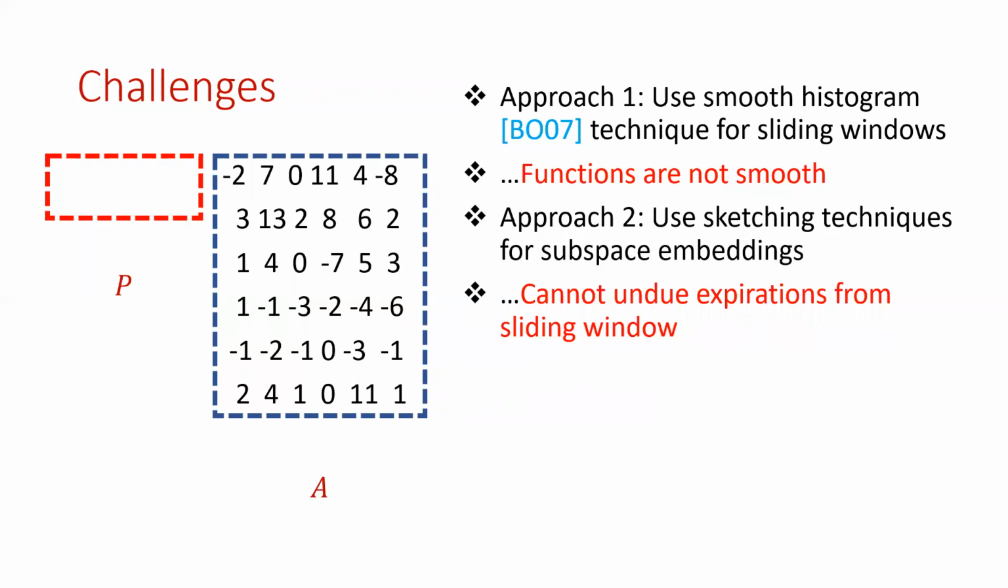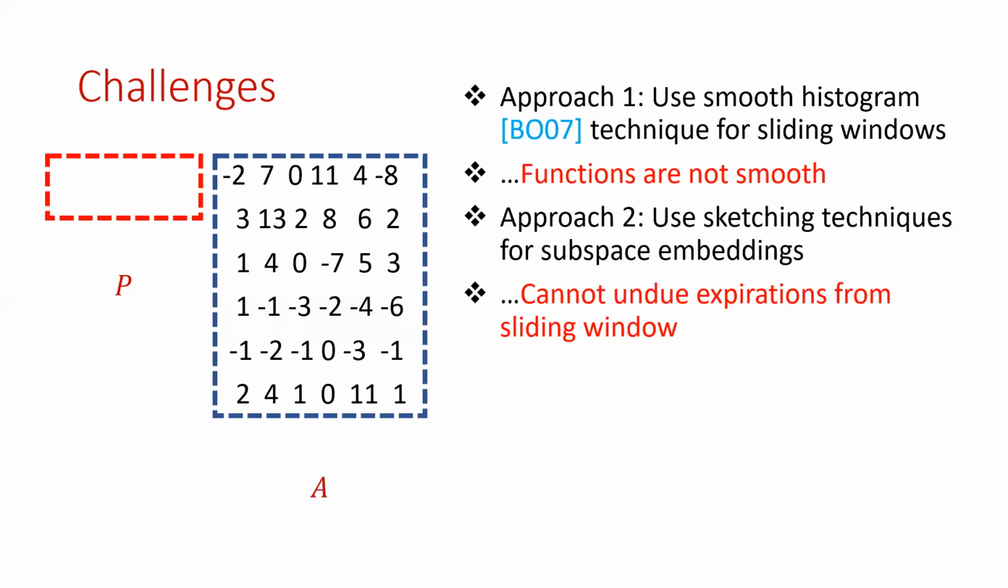So there are a couple of challenges to looking at this problem in the sliding window model. The natural approach would be to use the smooth histogram framework for sliding window algorithms. But the problem is that this framework is designed for functions that are smooth, which means they're well behaved. Moreover, these functions are scalar functions, whereas our scenario needs to deal with matrix functions. So it's not clear how to adapt the smooth histogram approach to our purposes.